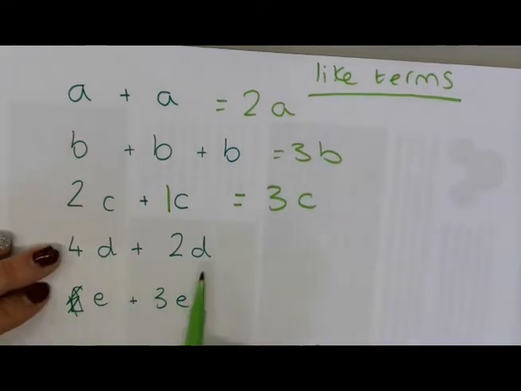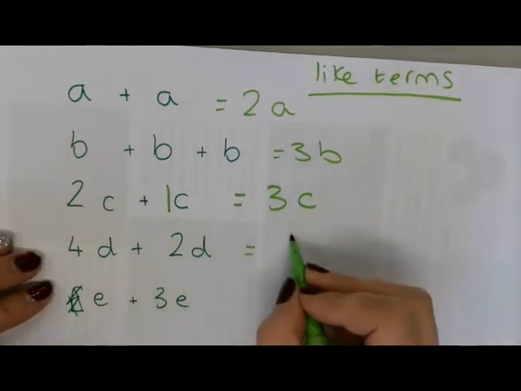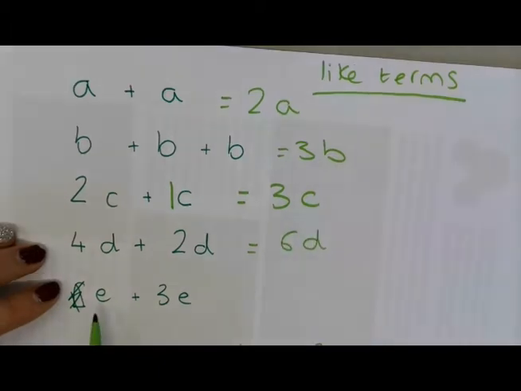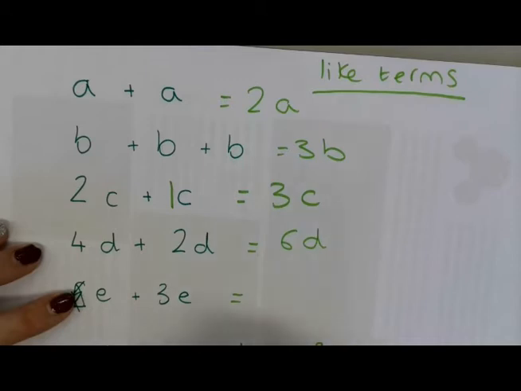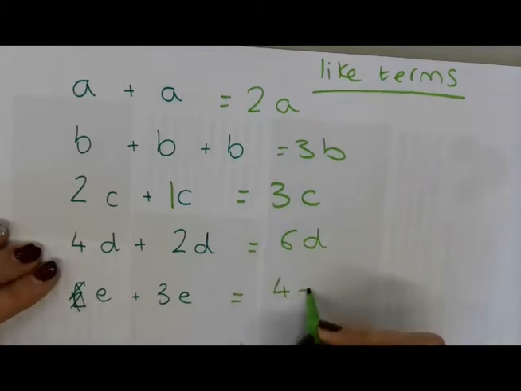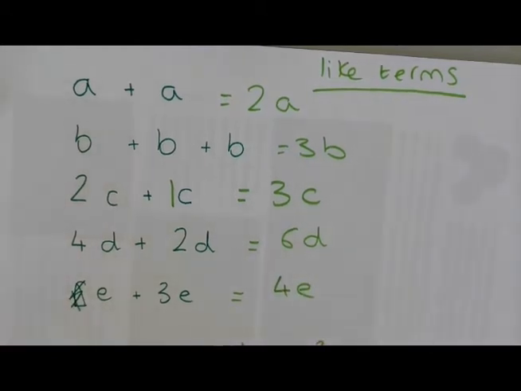4D plus 2D is 6D. And E, I wrote an F by accident, I forgot my alphabet. E plus 3E. So we've got 1E, and we're adding 3 more of them. We've got 4E, okay? So that's the first page of those.